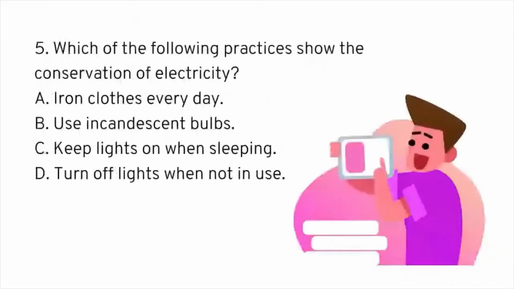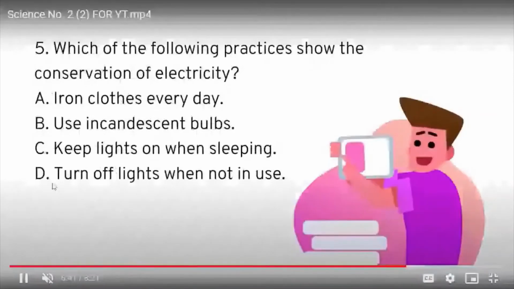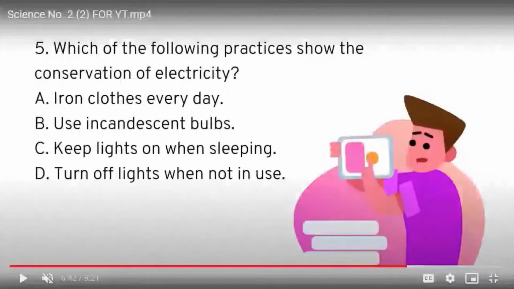All right. Our 5th item is, which of the following practices show the conservation of electricity? A. Iron clothes every day. B. Use incandescent bulbs. C. Keep lights on when sleeping. And D. Turn off lights when not in use. Okay, so those are the 5 questions that we are going to answer. Let's answer.